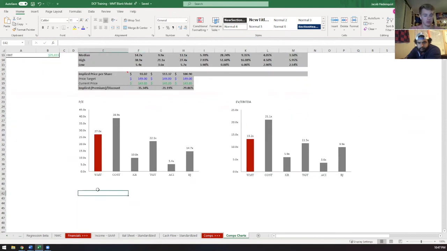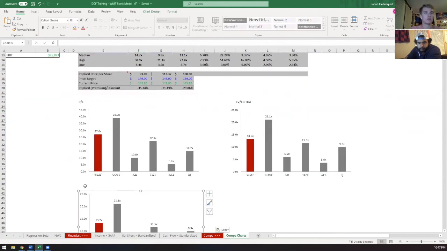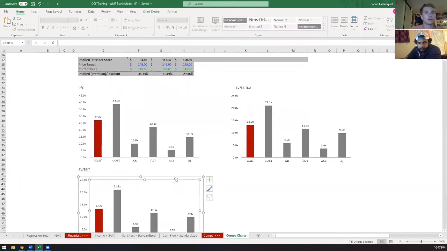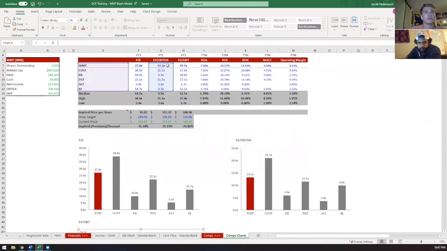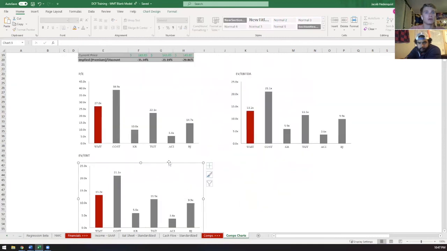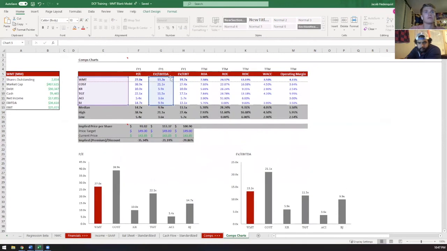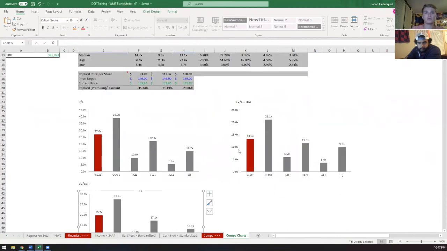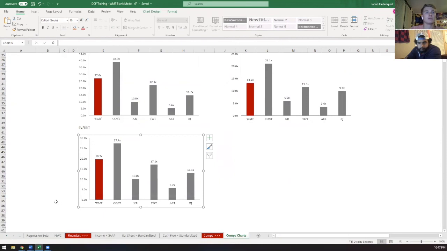I'm going to bring it down here so it's kind of in line. We will label it EV to EBIT. My bad, click on it again. All we have to do is bring that over. And now we have our EV to EBIT, and you do the median line just as you would for all of these.